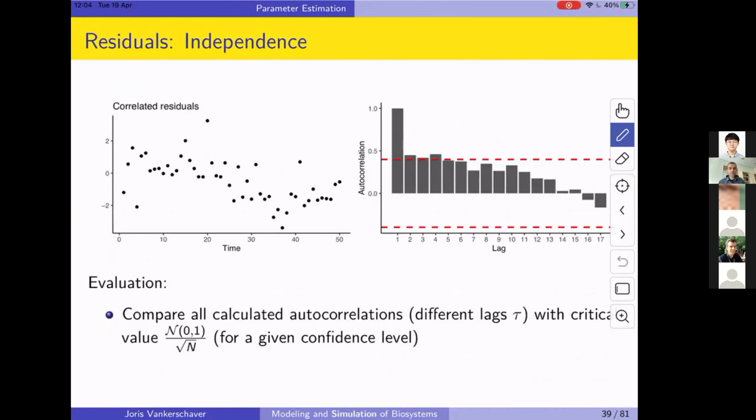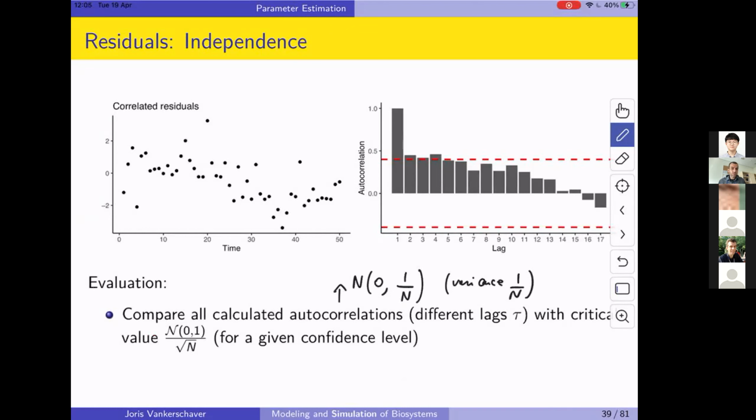So it turns out that you can say something about the distribution of the autocorrelations themselves, and they end up following a normal distribution with mean 0 and variance 1/n, with n the number of data points.